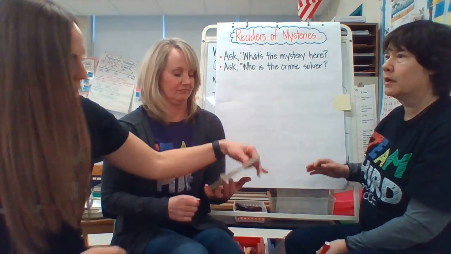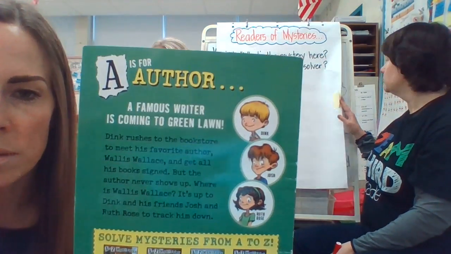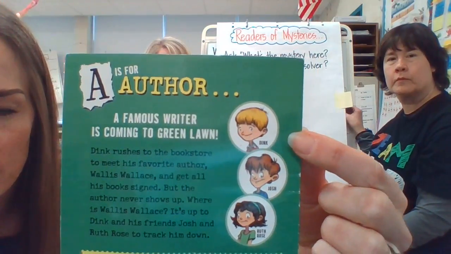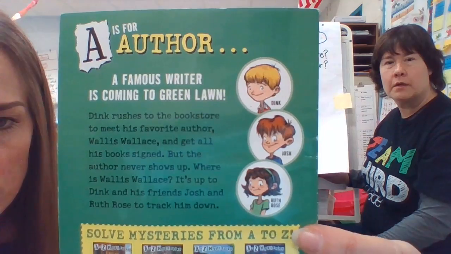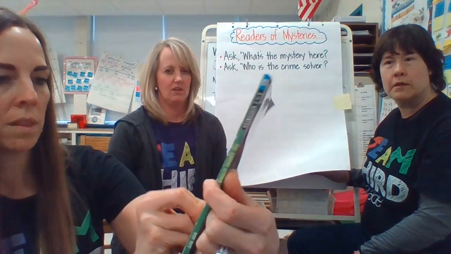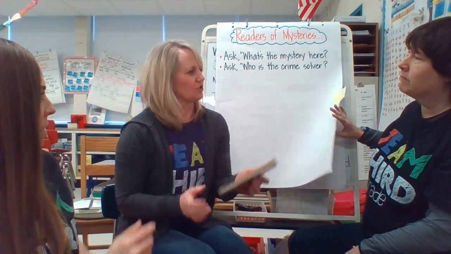Interesting. Can I just show the students? Check it out. So that's the blurb. And this says Dink, and their friend Josh, and Ruth Rose. All right, that is interesting. What else might we do with this book? Well, if we're not reading it yet, we saw the front and the back. Are there chapters at all?